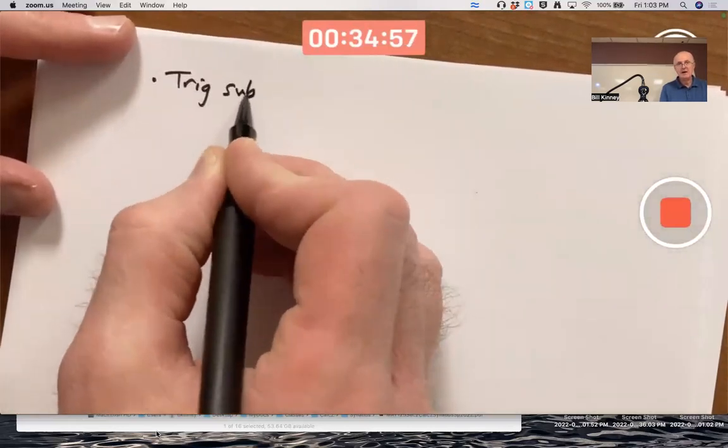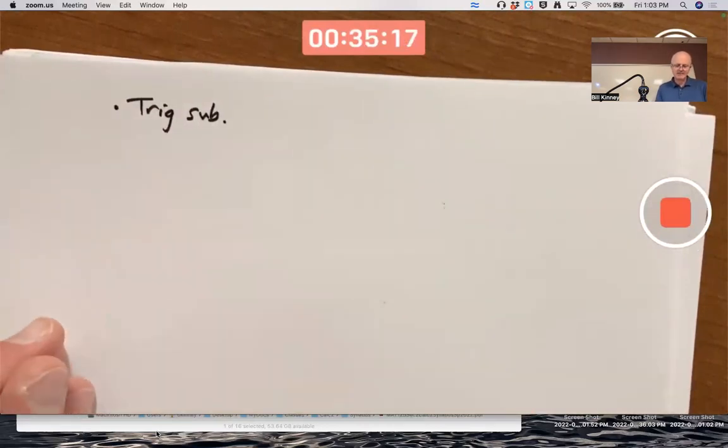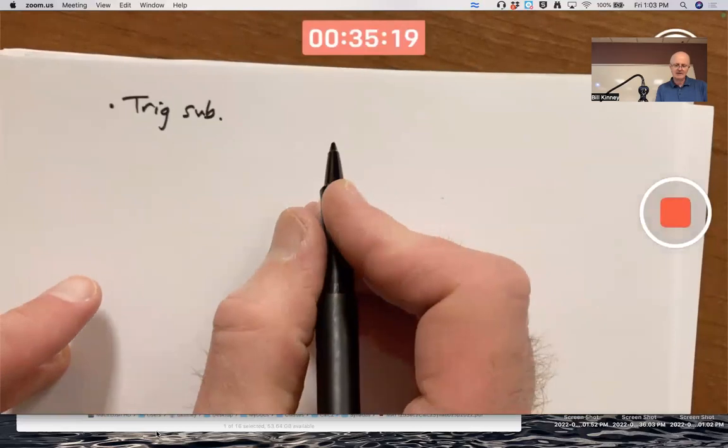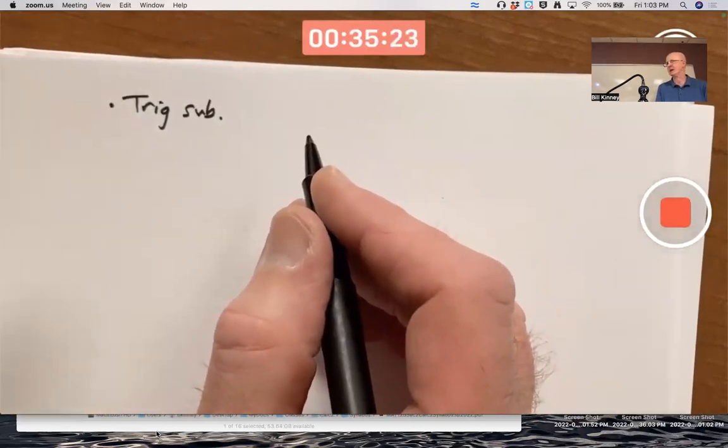Trig sub is probably the integration technique that involves integrals that are the hardest to do, yet we still did them. I don't want to go into a ton of detail there. You should practice the kinds that we did. When you do the trig substitution integrals, you do need to use trigonometric identities as well.